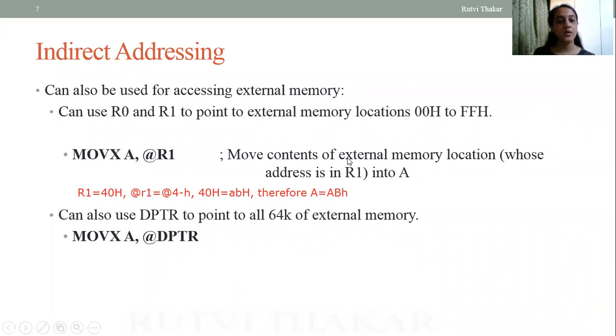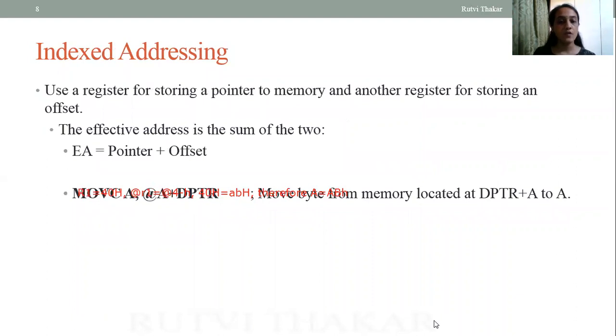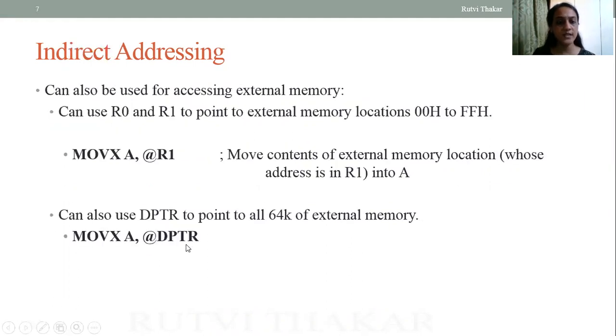The next addressing mode is the indirect addressing mode for external memory. If only internal memory locations are used, we have 8-bit data. But when we go to external memory, we will be interfacing external memory of up to 64K. For that, we'll be using the DPTR register. @R1 for external memory will be an 8-bit address if the address is in the range of 00 to FF hex.